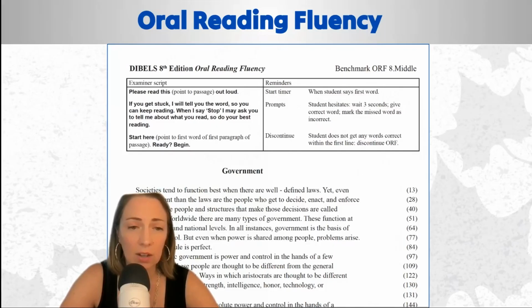Again, found free online. The oral reading fluency test is just what it says. So this is an 8th grade example. Students just read it out loud, and it says the number on the side of how many words are in that sentence. You literally mark out any word that students get incorrect. And so this is an accuracy.